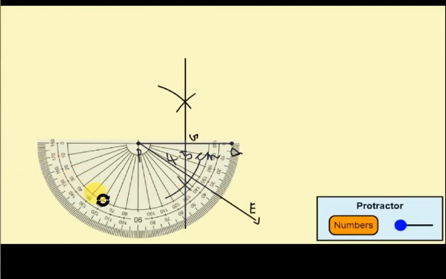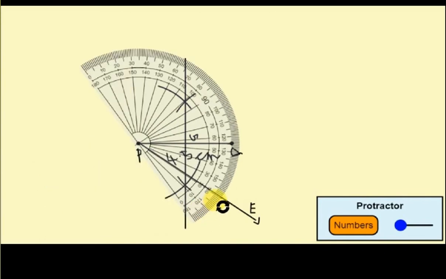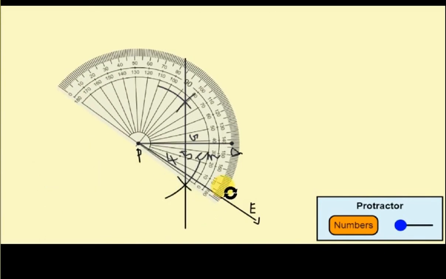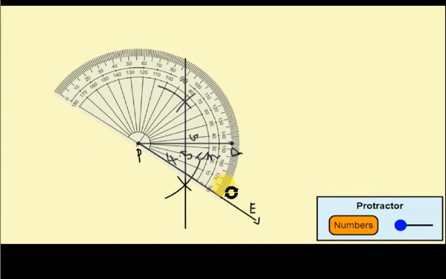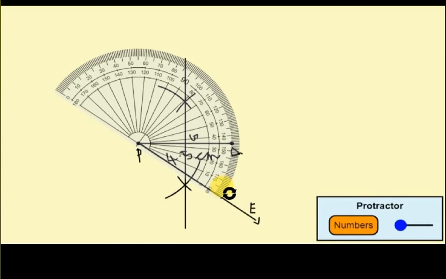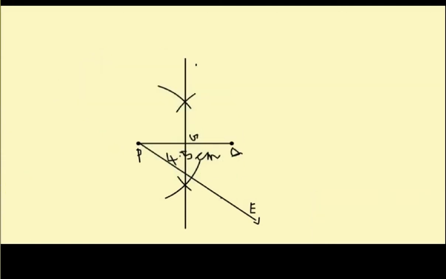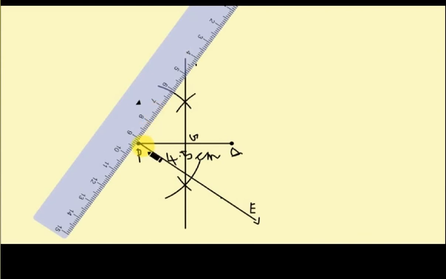Now we are taking a protractor. Place your protractor on the line PE, which has been drawn at 35 degrees. So now we are going to mark 90 degrees, placing our protractor on the P line and marking 90 degrees. Now you draw a line from P to the 90 degree point where we have marked.